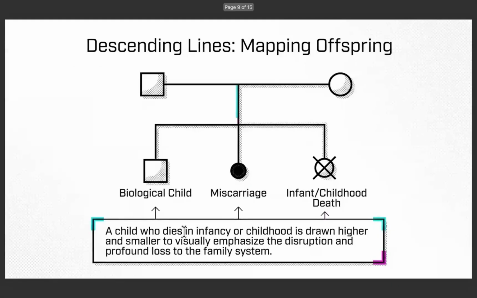The descending lines, mapping of offspring. So you have the parents here, and then if you have a biological child, let's say it was a boy, it would be a square. If you had a miscarriage and you knew it was a girl, that would be a solid circle there. Infant childhood death. Early death here, which, for instance, happened in Freud's family.